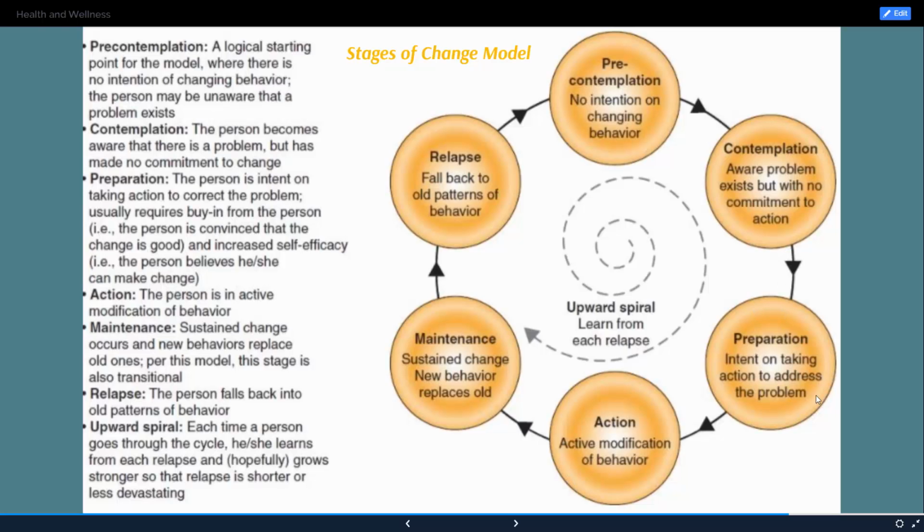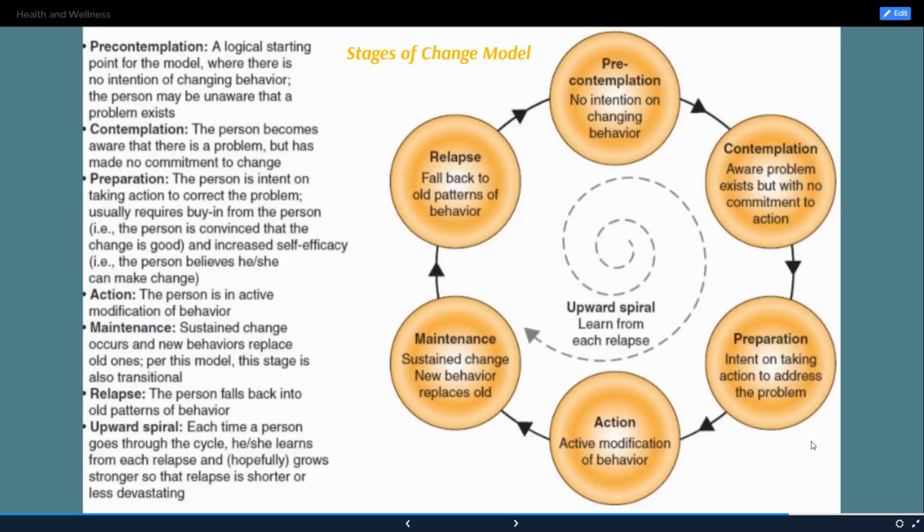Then I get into the preparation phase where I go, okay, I really need to start watching my weight. I really need to start thinking about my weight. I'm going to start preparing. I'm going to start kind of making a plan. This is where you're getting buy-in from that patient. Okay, they're convinced that they need to make this change, and they believe they can. You've talked them into it in a good way.